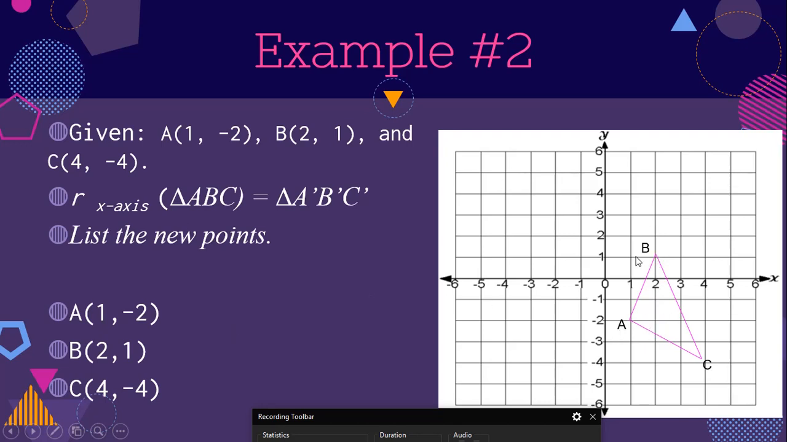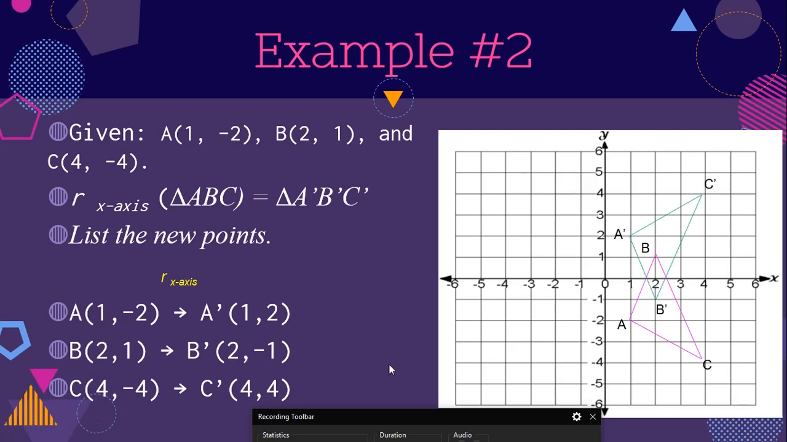So now that it's graphed and labeled, we're going to apply the rule, reflect in the x-axis, x stays the same, y becomes its opposite. We'll do the same for B prime. X is the same, y is the opposite, and C prime. And now that I know their location, we can go ahead and graph A prime, B prime, C prime, and label it.